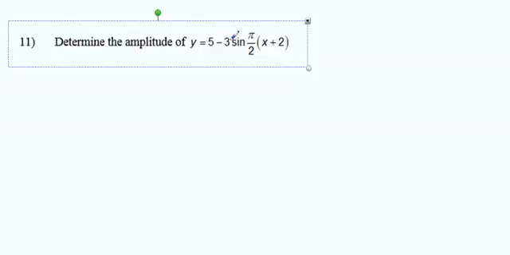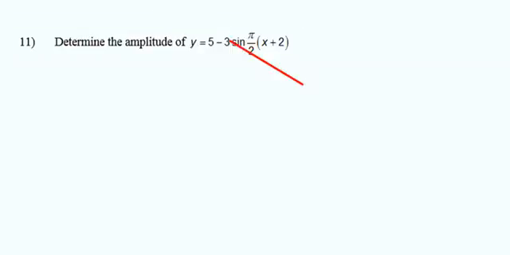The amplitude comes from the number in front of either sine or cosine, so that's 3. The negative just makes it reflect. It's not really part of the amplitude. It would just reflect over the x-axis.